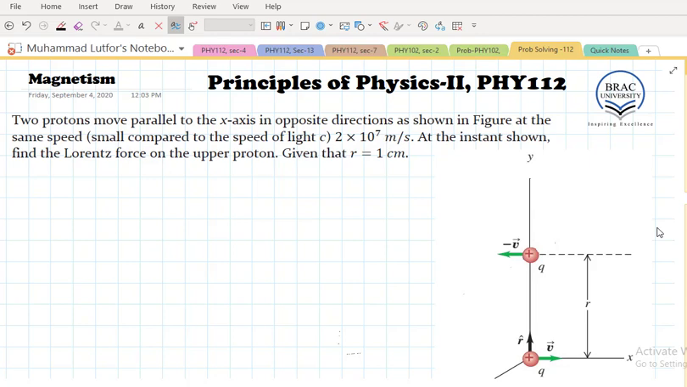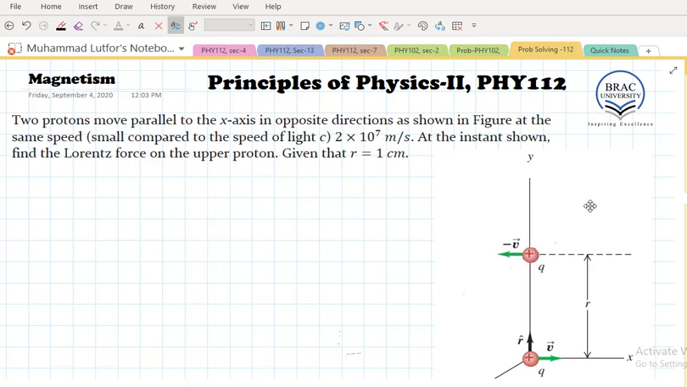Alright, in this problem, two protons are traveling in two different directions. One is moving in the positive x direction, and the other in the negative x direction, with the same speed, which has a magnitude of 2 times 10 to the 7 meters per second. Now we have to find the Lorentz force on the upper proton.